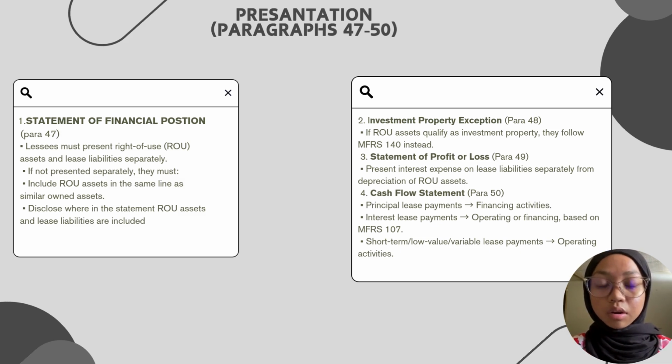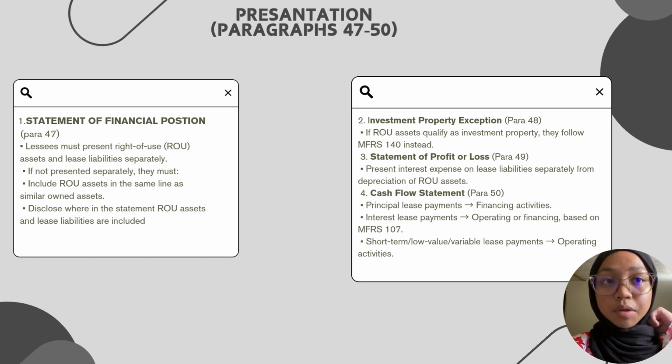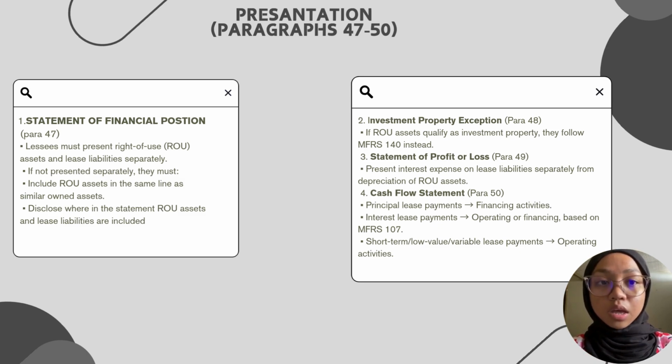Hi, my name is Nik Shakira binti Syari and my matrix number is F1047. So next I will present about the presentation and disclosure. For presentation, I will discuss paragraphs 47 to 50 in MFRS 16. First is the statement of financial position, which is in paragraph 47. The main rule is the lessee must present the right of use asset and lease liability separately from other assets and liabilities.